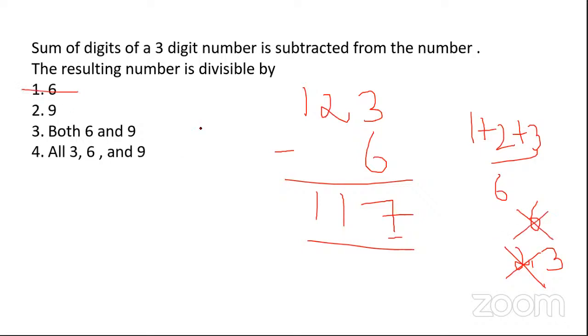Option 1 is eliminated. For the 3 table and 9 table, you have to add the sum of digits, which should be divisible by 9. So 1 plus 1 is 2, 2 plus 7 is 9. So 9 is divisible by 3 and 9. So we don't find option 3, so this is eliminated, and this is also eliminated. We have only one option, that is the second option. So it is divisible by 9.